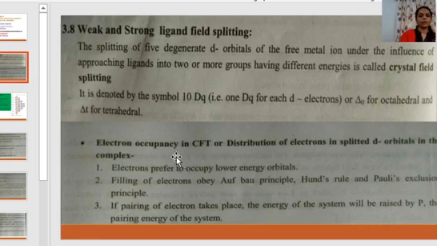So coming back to our point, if pairing of electrons takes place, the energy of the system will be raised by P, the pairing energy of the system. Whenever pairing of electrons takes place in the system, the energy of the system will be raised by P. Since energy is required to cause pairing, the whole system will suffer a rise of energy by P, the pairing energy.